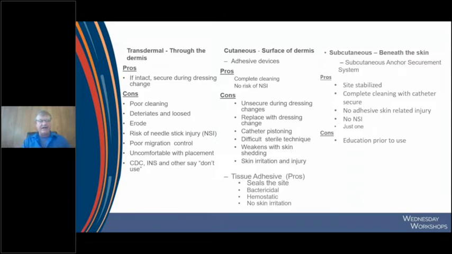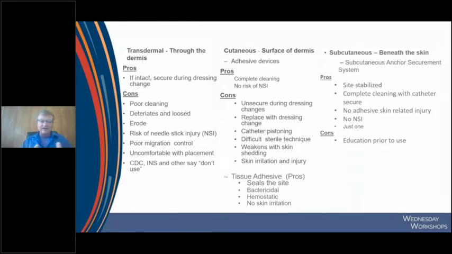The cutaneous category, the pros are you can completely clean all the way around the device, everything that would be under the dressing. There's no risk of needle stick injuries. However, when you take it off, the catheter is at risk for migration, pistoning, or even dislodgement. We do have to replace these devices because of the skin. It sheds, the adhesive weakens and whatnot.